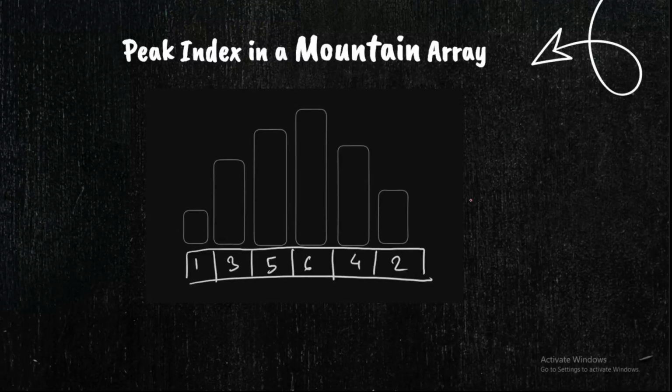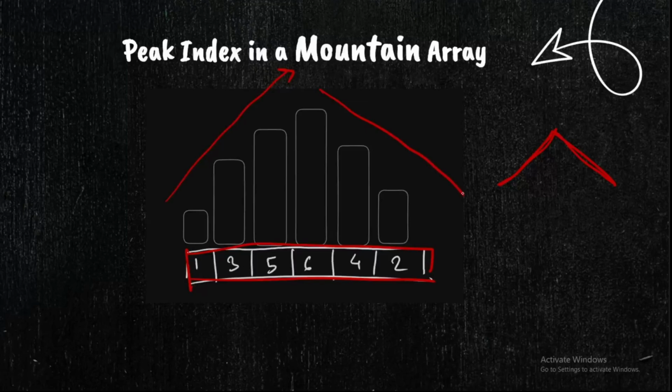The first question that comes to our mind: what is a mountain array? What do you think from the name? A mountain appears like this: at first it is an incline and then it declines. Same is the graph of this array. At first it inclines and then it starts declining. So this is the kind of array we are calling a mountain array.